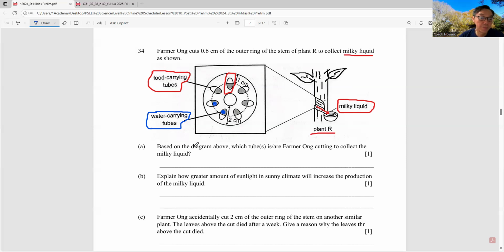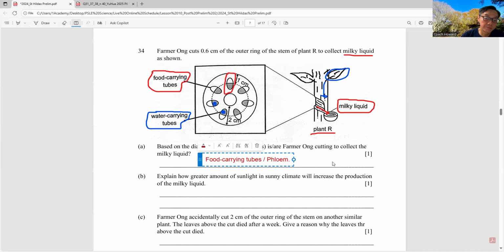tree. Okay, based on the diagram above, which tubes is farmer Ong cutting? So this part is because this leaf, right, makes food, they produce the milky liquid. So he cut the food carrying tubes. Okay, food carrying tubes. In the past, food carrying tube is also named as a phloem. So you can write both answers, but phloem is the scientific name, but food carrying tube is sufficient.